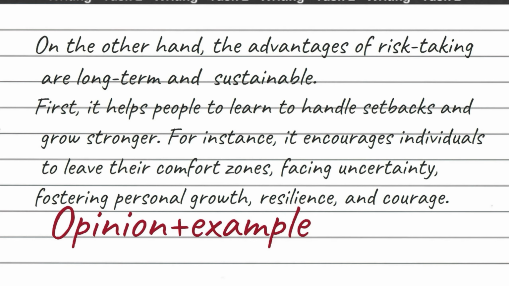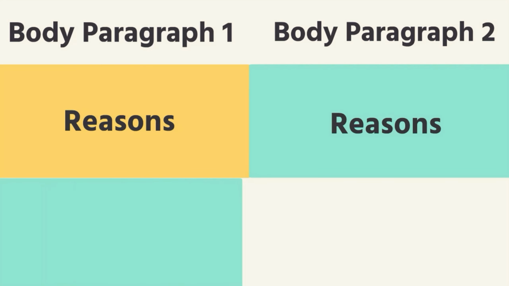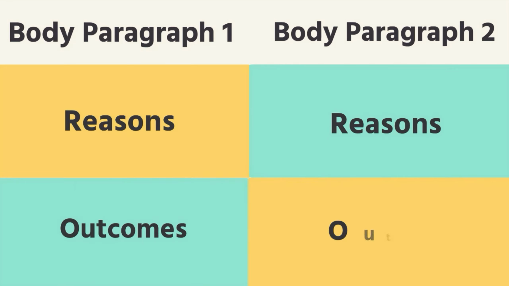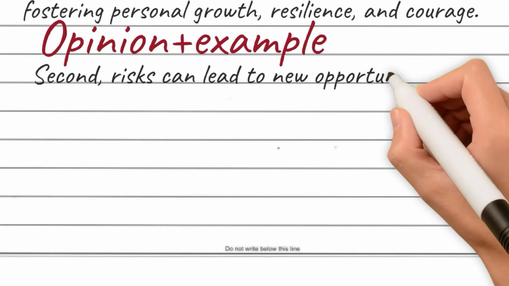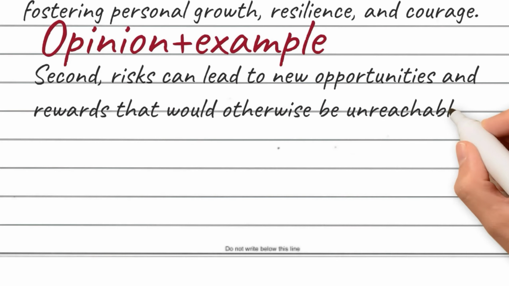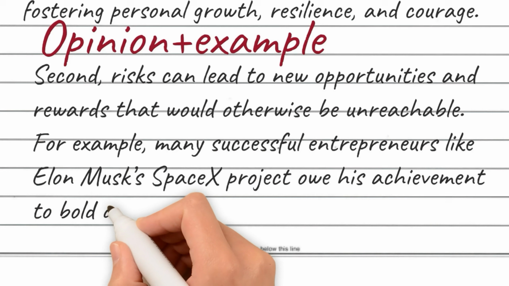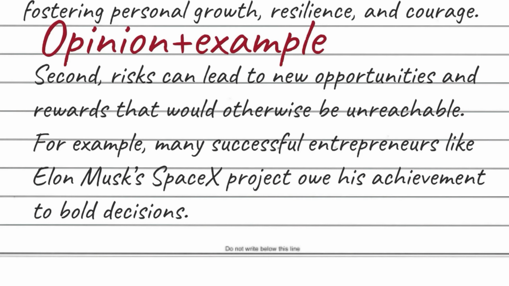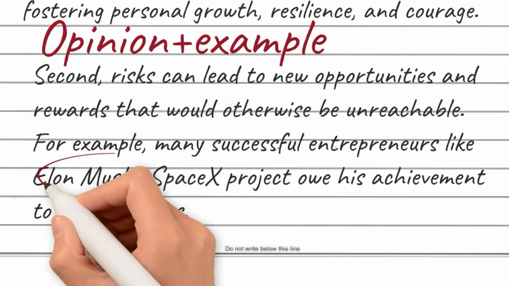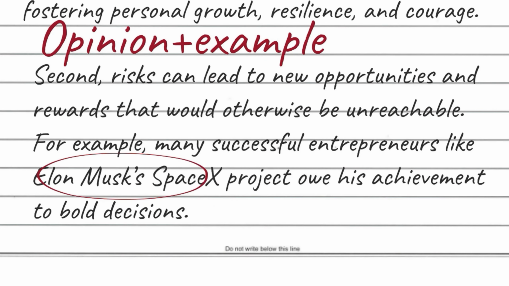Then, the second argument. In the previous paragraph, we discussed the negative outcomes of risk-taking. Now, provide the corresponding positive outcomes. Second, risks can lead to new opportunities and rewards that would otherwise be unreachable. For example, many successful entrepreneurs like Elon Musk, with his SpaceX projects, owe their achievements to bold decisions. Here, as you can see, I finally add more details.